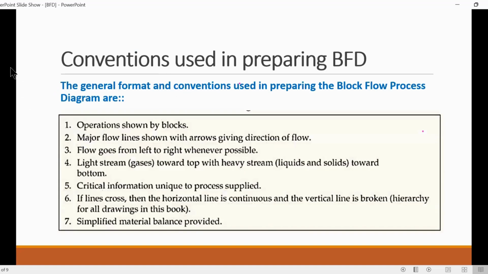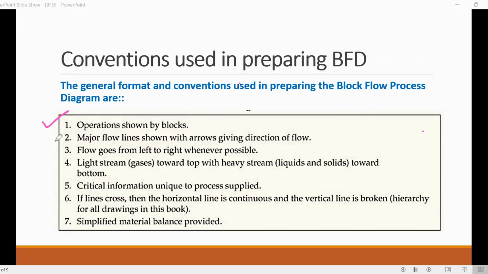Now, this is very important. What are the conventions used in preparing a block flow diagram? Here it says preparation of block flow diagram. We need some conventions. The general format and conventions used in preparing the block flow process diagram are, be very careful, it is not simply a block flow diagram, it is a block flow process diagram, a single process.